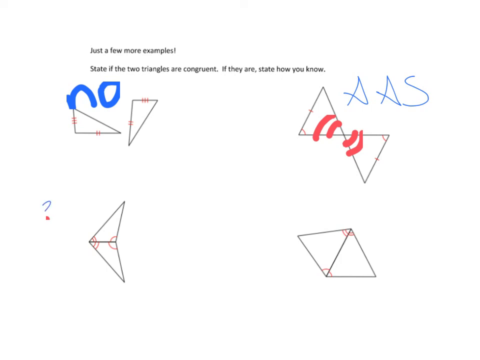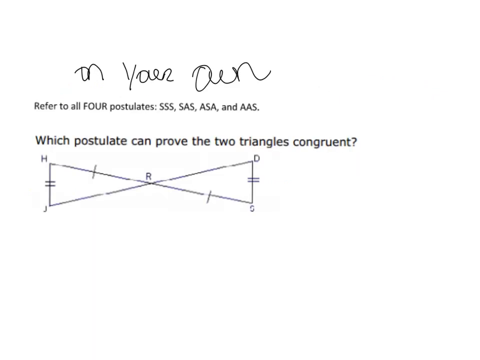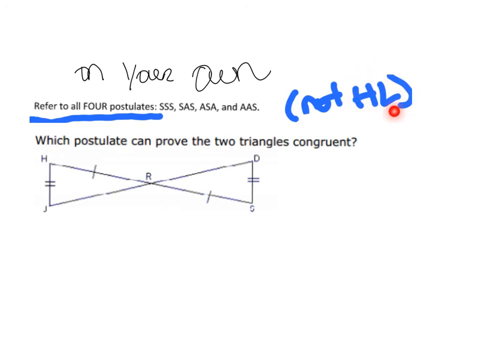I want you guys to do number 3 and number 4 here. And then you have one more on your own. I'm just giving you kind of a hint here. You can refer to all 4. So I'm telling you right now that it's not going to be an HL. Make sure you guys do not forget about HL. Sometimes it gets left out and forgotten about, but don't forget about that one. But for this one, you are going to refer to side, side, side, side, angle, side, or angle, angle, side. And you're going to figure out which postulate, which one of those would actually work to make these 2 triangles congruent.